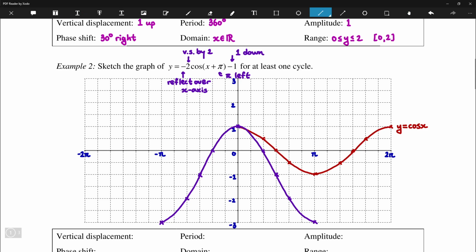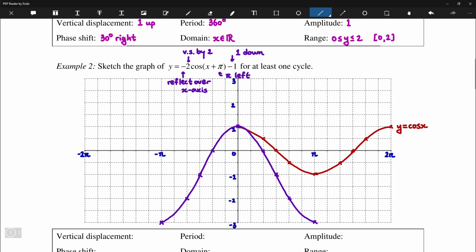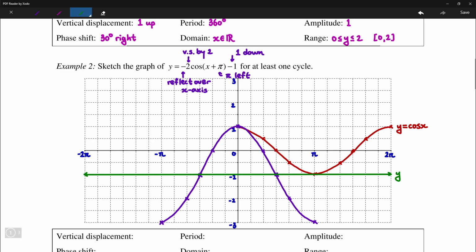So a good way to keep track of the vertical displacement is to see where the midline becomes. Originally, for y equals cosine x, the midline was at y equals 0. So the new midline being at y equals negative 1, that makes the most sense. And in fact, it is correct.